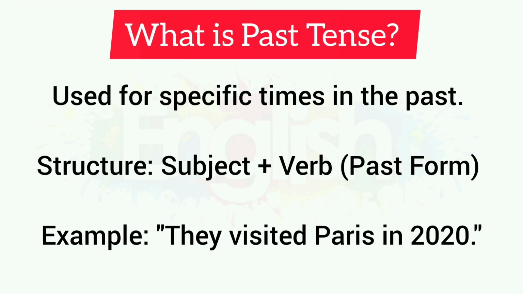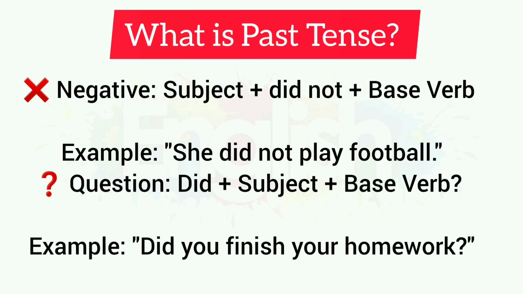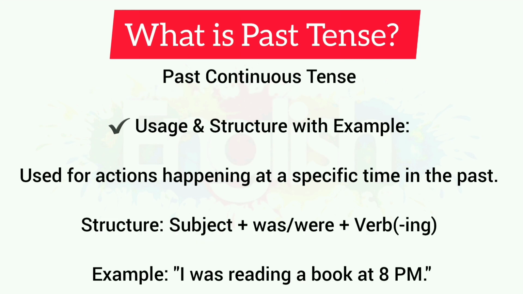Used for specific times in the past. Structure: subject plus verb past form. Example: they visited Paris in 2020. Negative: subject plus did not plus base verb. Example: she did not play football. Question: did plus subject plus base verb? Example: did you finish your homework?